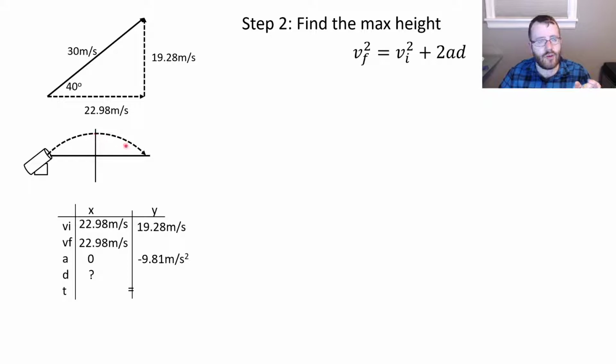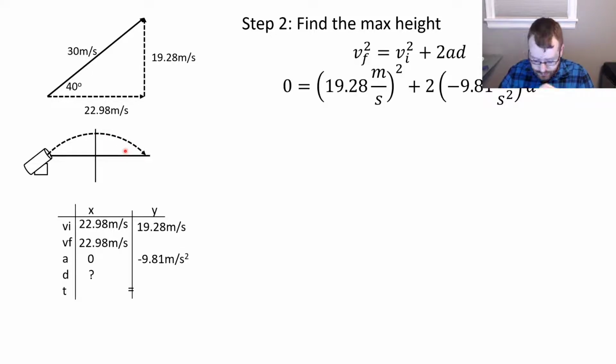Instead, I have to use half of the motion. In this case, I'm going to use the first half of the motion. Plugging this in, I have my initial velocity of 19.28, my acceleration of negative 9.81, and you'll notice that I have 0 for the final velocity because that is the speed the ball is going at the very top in the y direction. Yes, it's still moving at the very top, but all of that motion's in the x, none of it's in the y.